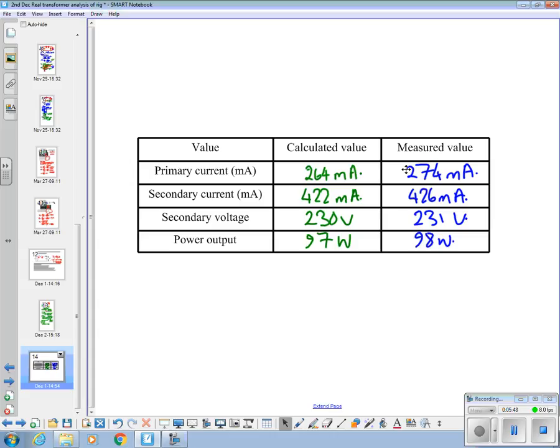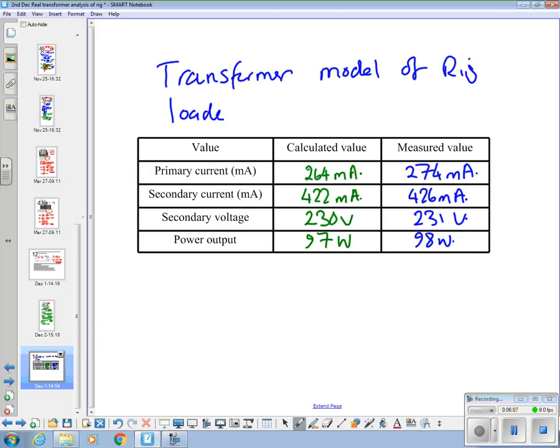We'll just put a title to this. That's the rig transformer loaded with 546 ohms nominally.